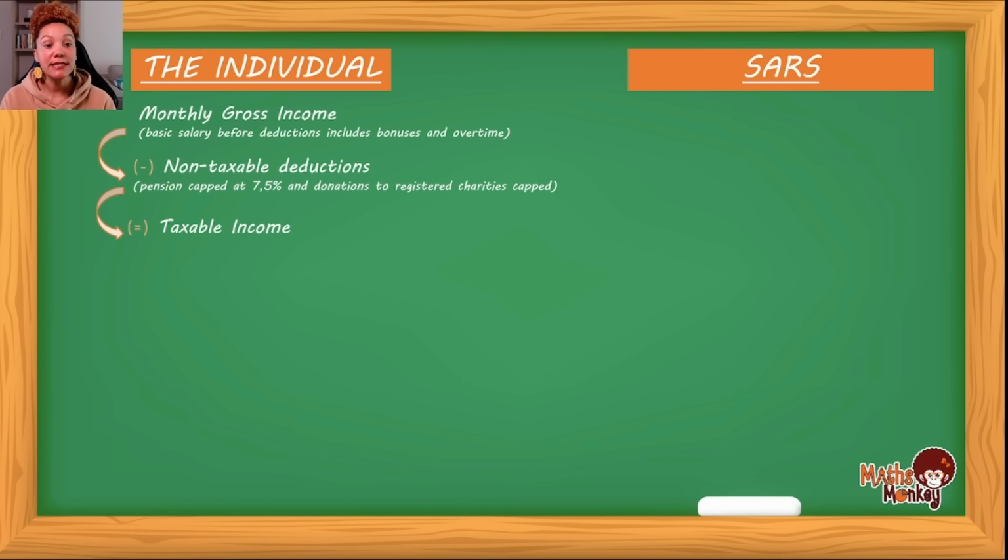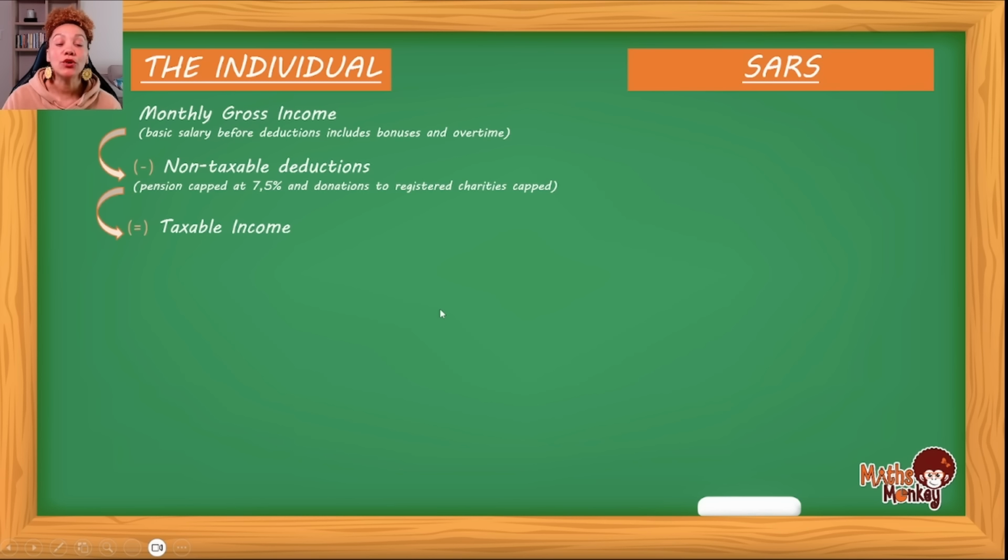Okay, so this is your first part of the process, is understanding that you have a gross income, you take off the non-taxable deductions, making sure that you pay attention to what the maximum is. So for the pension fund, the maximum will be 7.5% of your gross income, and with charities, they will give you what the maximum is. These again will be mentioned in the exam, and you end up with your monthly taxable income. Okay, so that's step one.